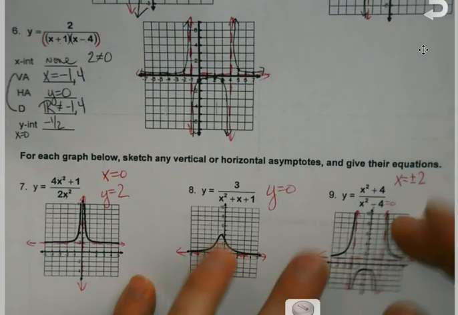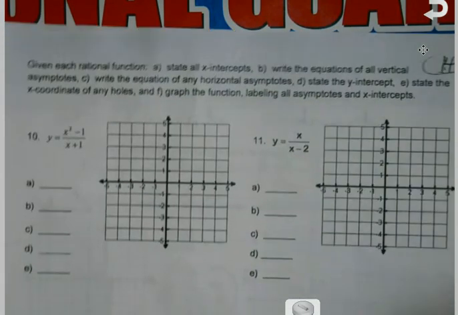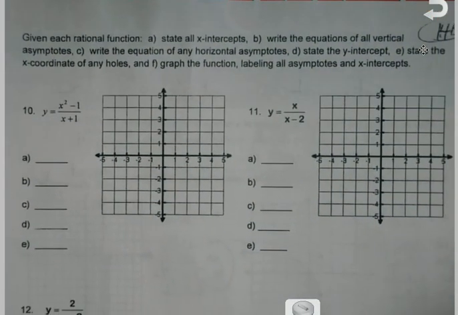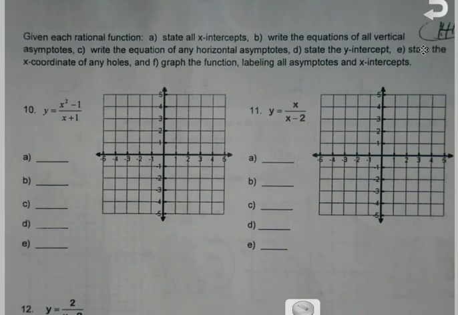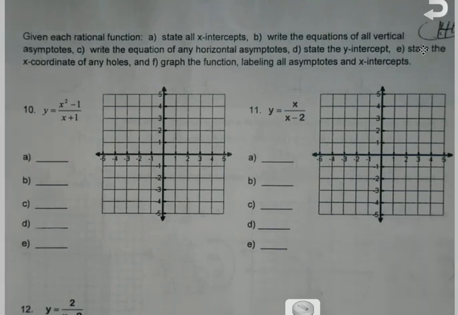All right, let's see what else we got to play with here on the back. Oh, more graphing. All right, now here we've got a laundry list of stuff to do. State the x-intercepts, vertical asymptotes, horizontal asymptotes, y-intercept, any holes, graph the function, labeling the asymptotes and x-intercept. Holy cow. Okay.